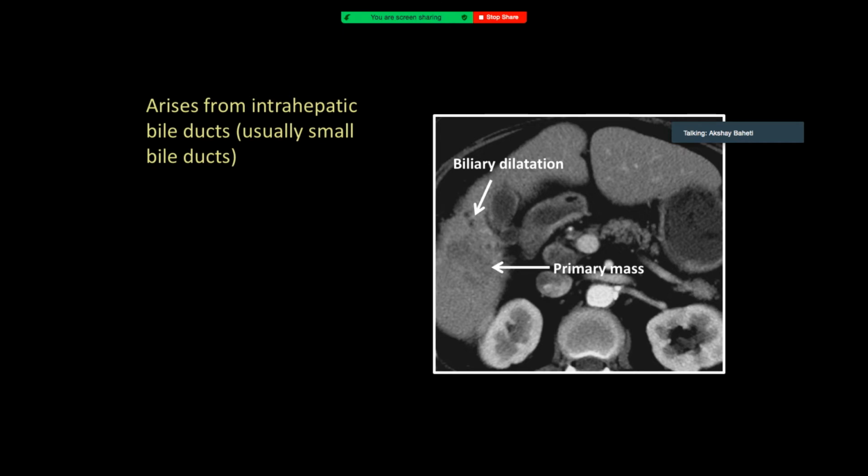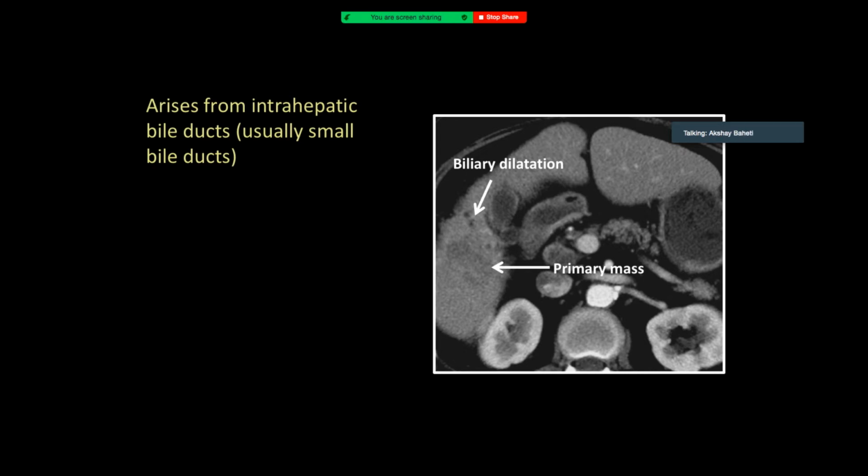Okay, what is Klatskin? Anything involving the right hepatic duct, left hepatic duct, common hepatic duct, right? Till the cystic duct insertion into the CBD. So all of that is Klatskin. Anything proximal to that will be your intrahepatic cholangio. Right. So these arise from intrahepatic bile ducts.